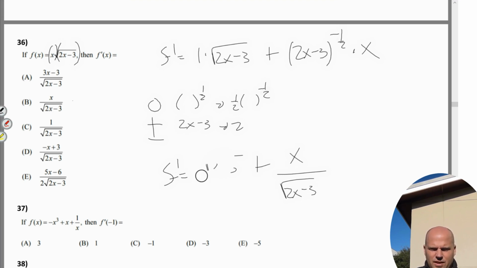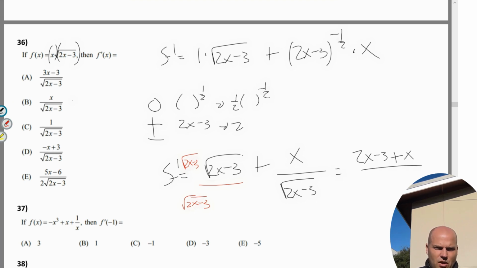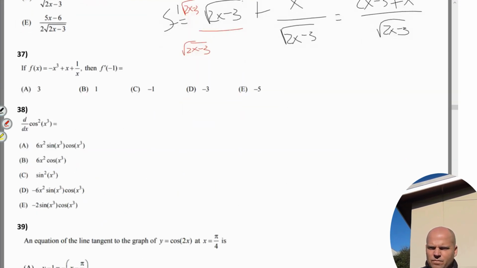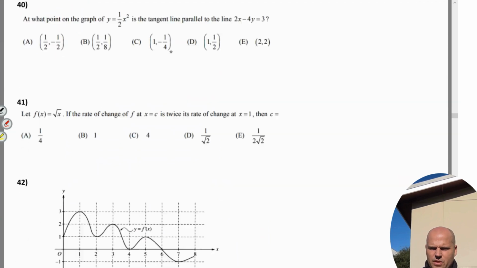Why? Because these questions are fine, but not great. We're going to have to somehow combine these two. You multiply the top and the bottom by root 2x minus 3 to get the common denominator so you can add things together. When you do that, you get 2x minus 3 plus x over root 2x minus 3, and that's 3x minus 3 over root 2x minus 3. Wow, there's a lot of questions from this unit too.